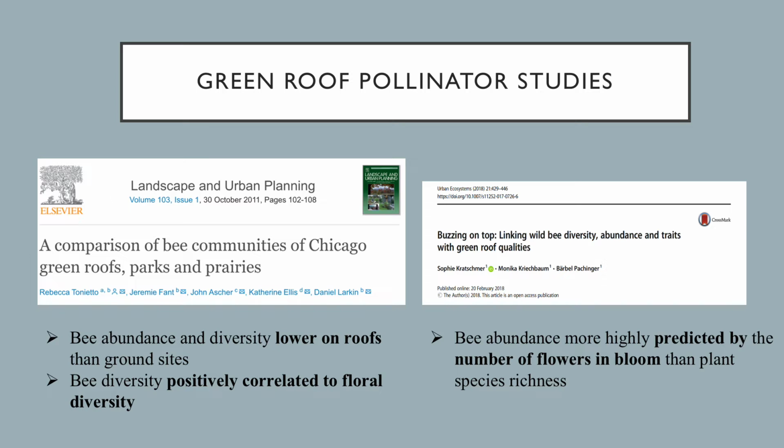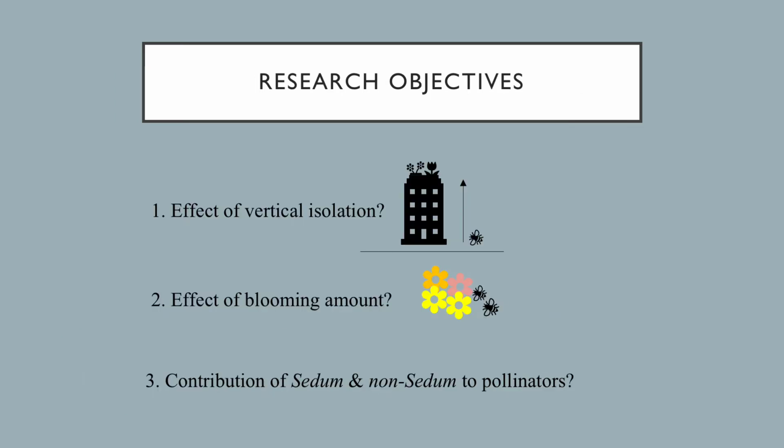While Krashmer et al. 2018 found that the number of flowers in bloom available on green roofs highly predicted bee abundance more than plant species richness did. It is quite evident that there is a need for more pollinator green roof studies in order to better understand how green roofs actually contribute to pollinator conservation.